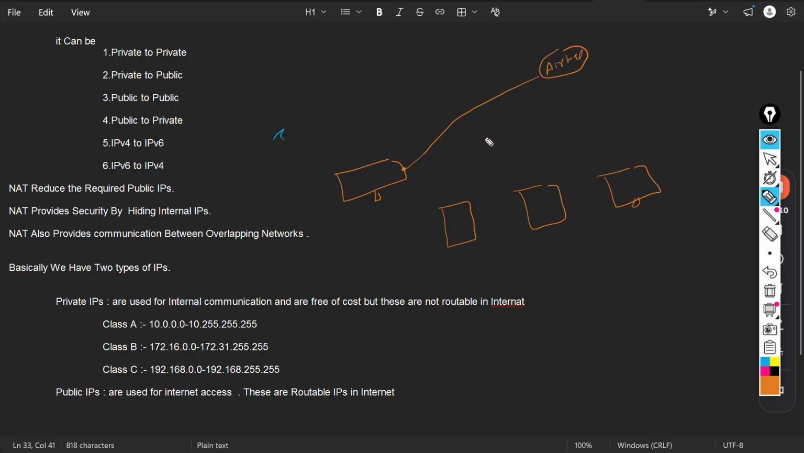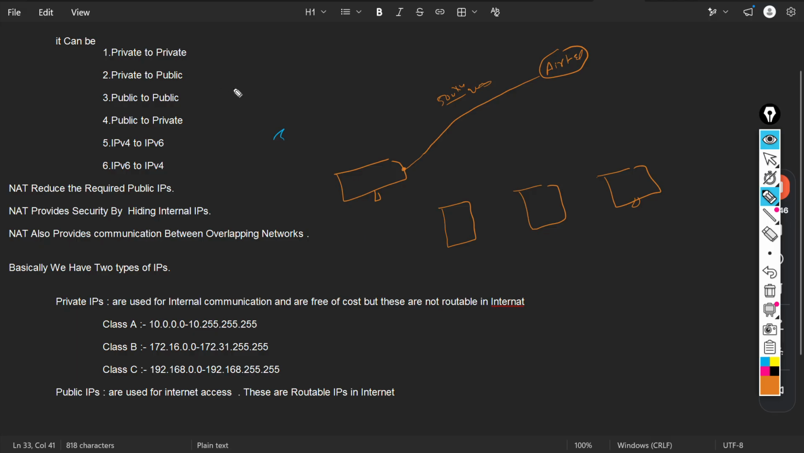The ISP charges for every single connection. For example, each connection costs 500 rupees. 500 into 4, how much? 2000 rupees. This is the cost. For every connection, the ISP will give a public IP. Remember this point. For every connection, we will get a public IP. This is the problem. And also we need 4 public IPs.